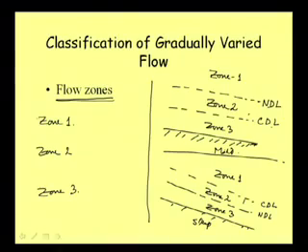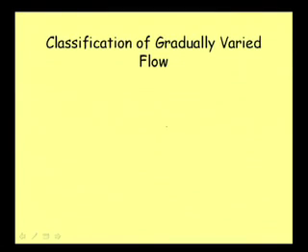Now with this understanding of different zones and with the understanding about different bed slopes, now combining these we can classify gradually varied flow profiles and give names to these different profiles. So, we will now go to gradually varied flow profile. Let us take the first case, say our slope is mild, and by mild slope we mean that yn is greater than critical depth yc.